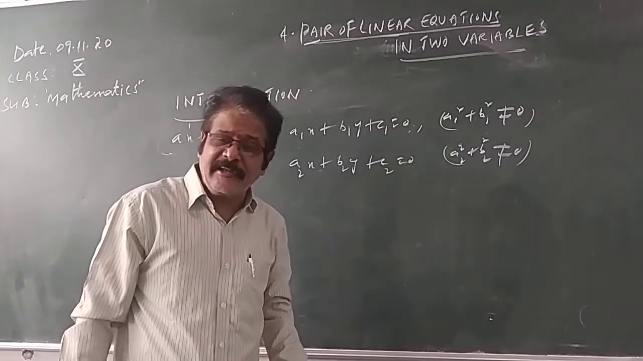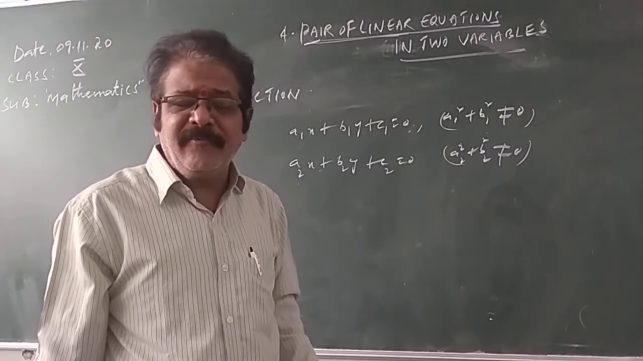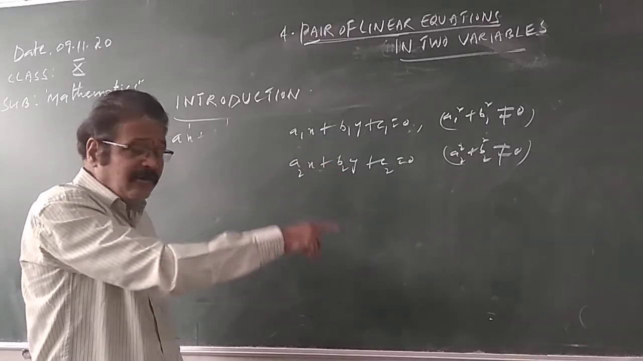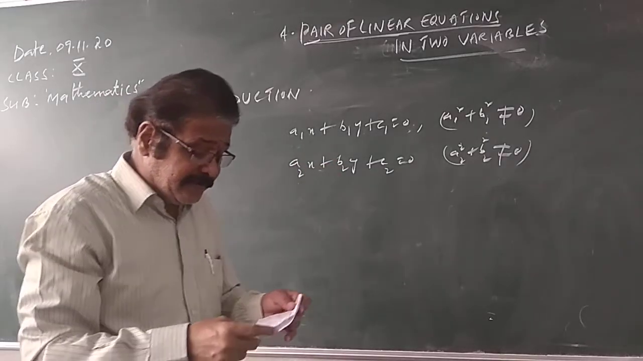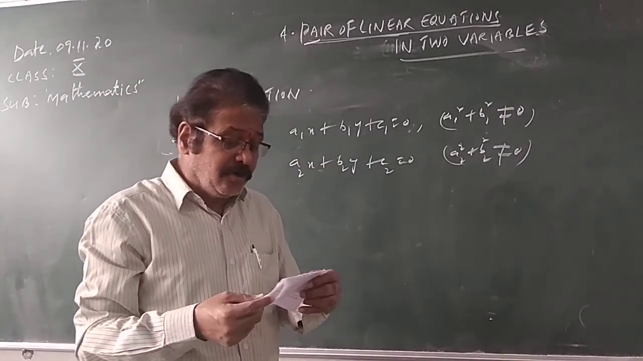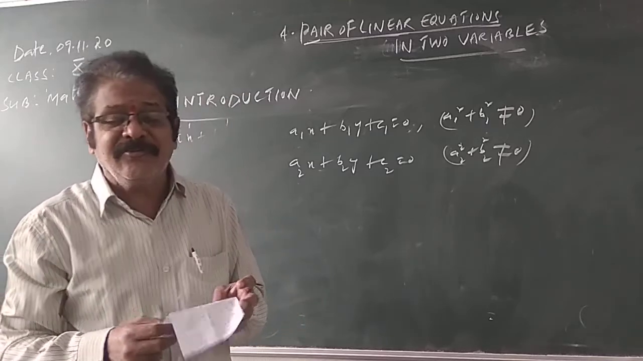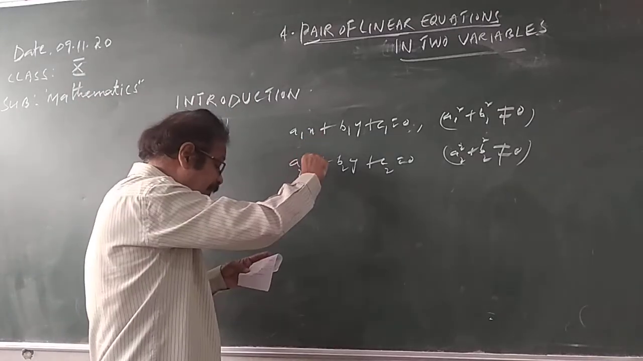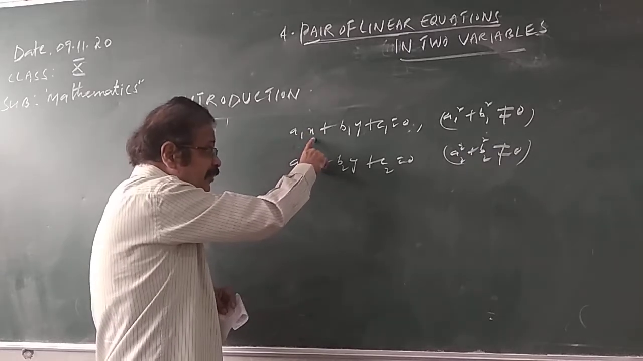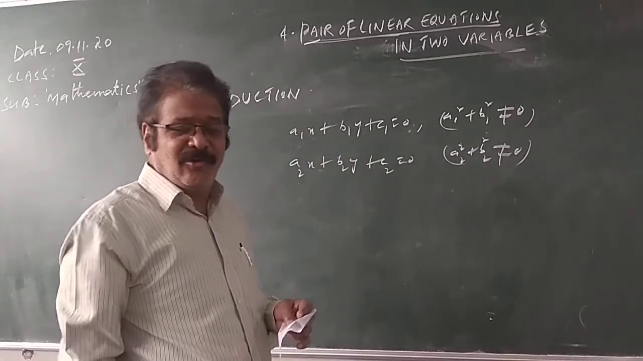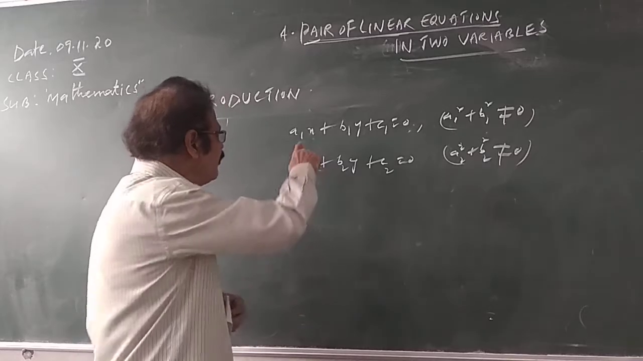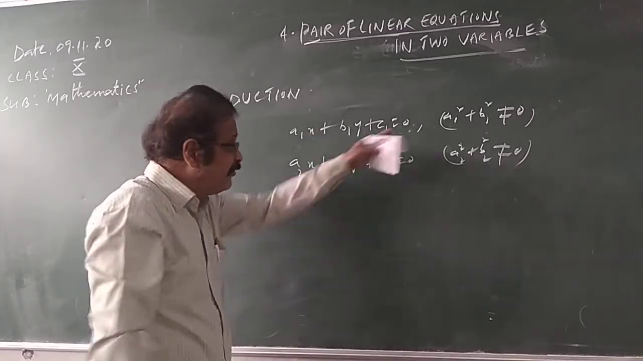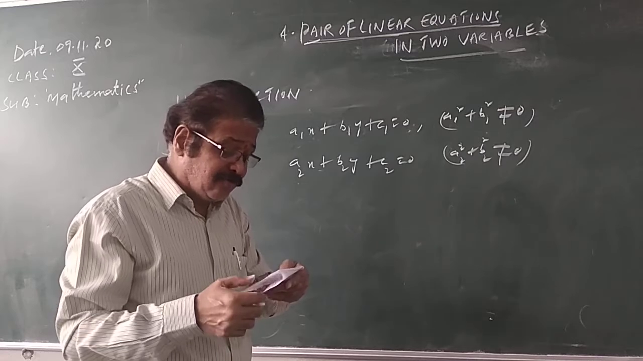Okay. What is the general form of a pair of linear equations in two variables? a1x plus b1y plus c1 equal to 0, a2x plus b2y plus c2 equal to 0. So the pair of values of the variables x and y for which it satisfies the equations, they are the solutions.